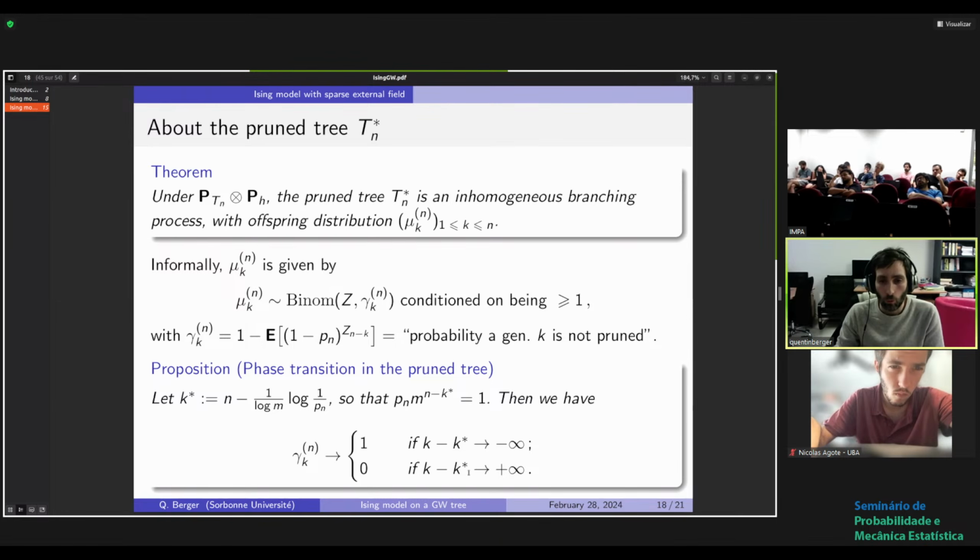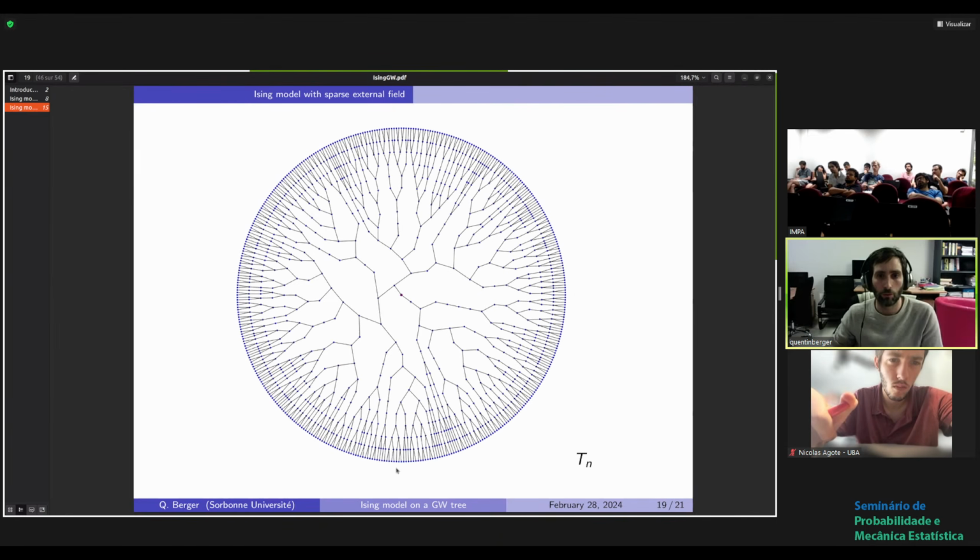Okay, and here what I want to point out is that this phase transition is very sharp. It happens at K star plus something of order 1. If it's K star minus something very big, this gamma K is 1. If it's K star plus something very big, this gamma K is 0. So let me show you some picture.